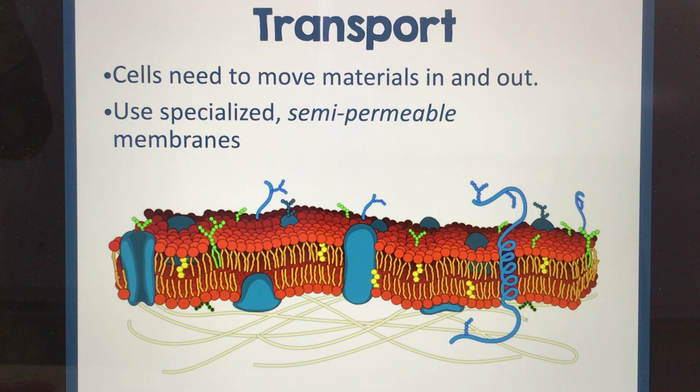What does the term semi-permeable mean? Well, let's break it down into permeable. What's permeable mean? Right, it can pass through it. So if something is permeable, it can pass through pretty easily. So semi-permeable means it can pass through, but with some restrictions. So these membranes are allowing certain things to pass through. Not everything can pass through easily, but it can pass through.